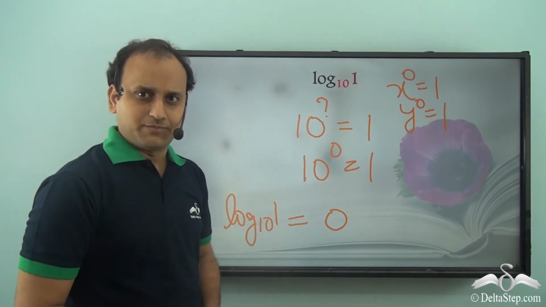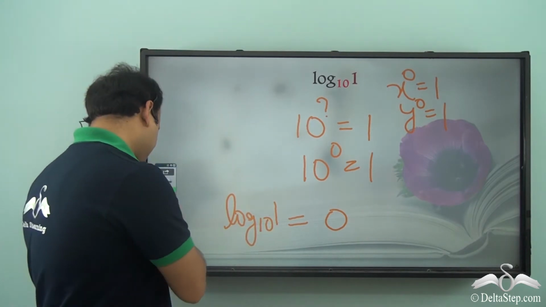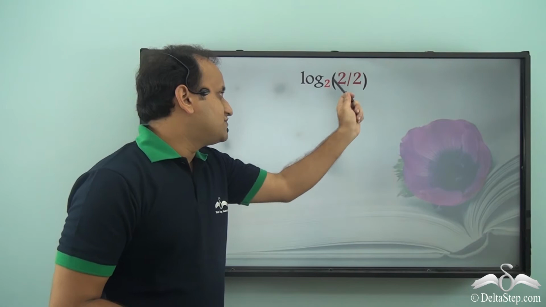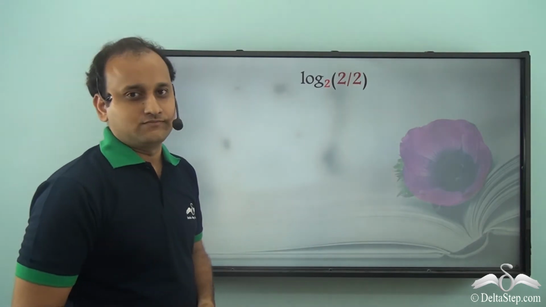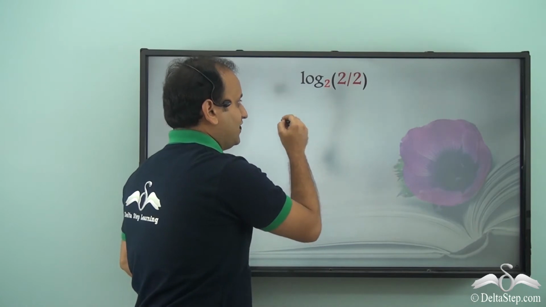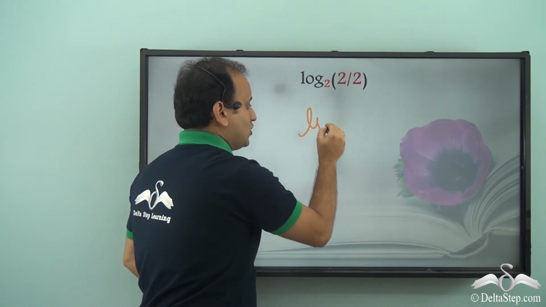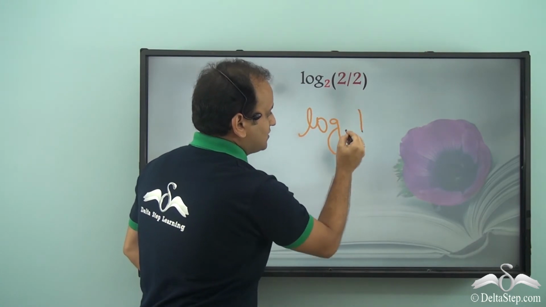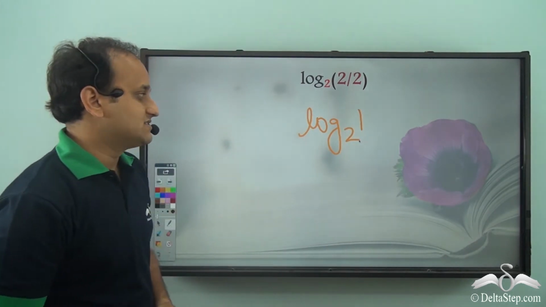So that was pretty simple. Now the next question. Here he was given log of 2 by 2 to the base 2. Well, 2 by 2 is nothing but 1, right? So you can write this as log of 1 to the base 2, isn't it?